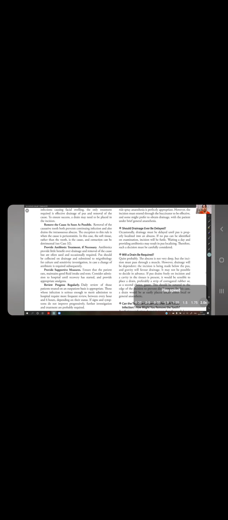With most infections causing facial swelling, the only treatment required is effective drainage of pus and removal of the source. To ensure success, a drain should also be placed in the incision. Remove the source as soon as possible. So removal of the offending tooth is either by doing RCT or by doing extraction, depending upon if it's restorable, or how spreading it is and how urgently you want to remove it. Mostly in such spreading cases, extraction is the best choice of removal of infection. Then giving antibiotic treatment if necessary.